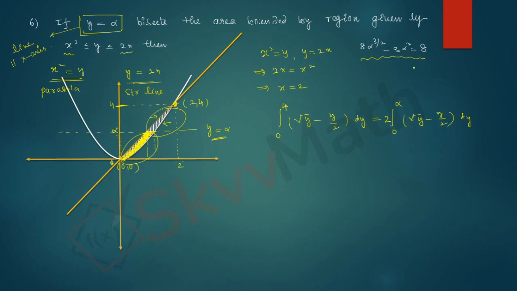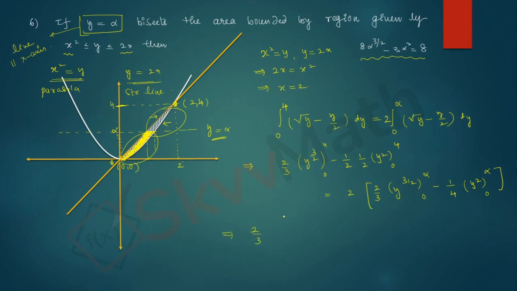So I wrote just the key of the problem: 8 alpha to the power of 3 by 2 minus 3 alpha square is equal to 8. Now the integration of root y is y to the power of 1 by 2 plus 1, that is 3 by 2. So 2 by 3 y to the power of 3 by 2, limits 0 to 4, minus half of y square by 2, with y square from 0 to 4, which is equal to 2 times the same integration again: 2 by 3 y to the power of 3 by 2 from 0 to alpha, then minus 1 by 4 y square from 0 to alpha. If you simplify, you are going to get the required result.